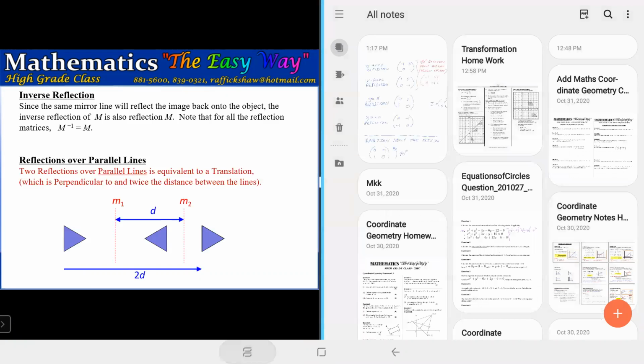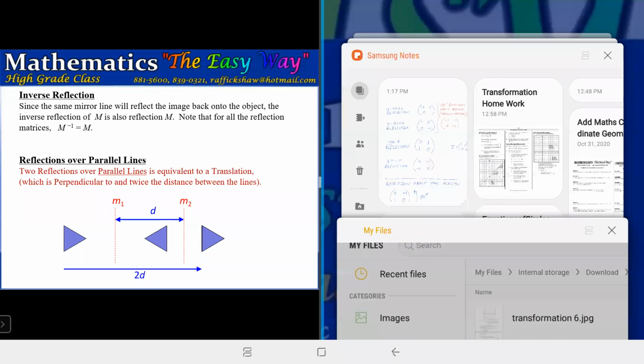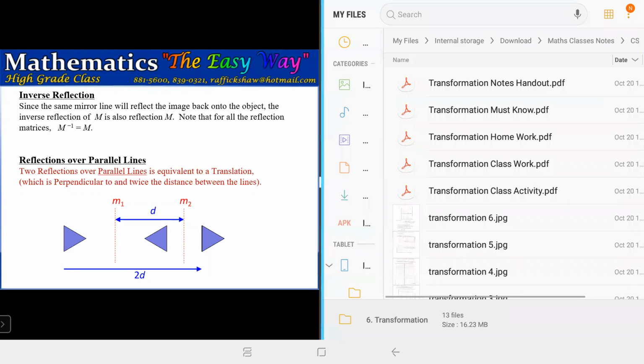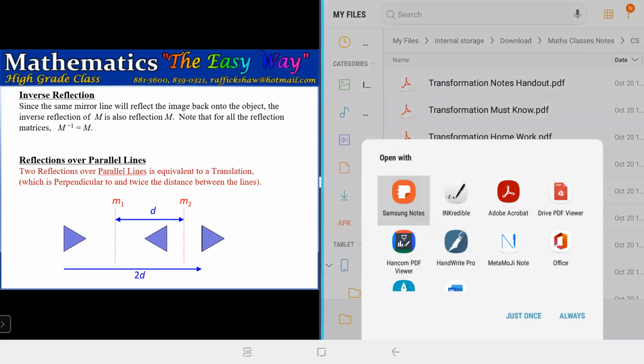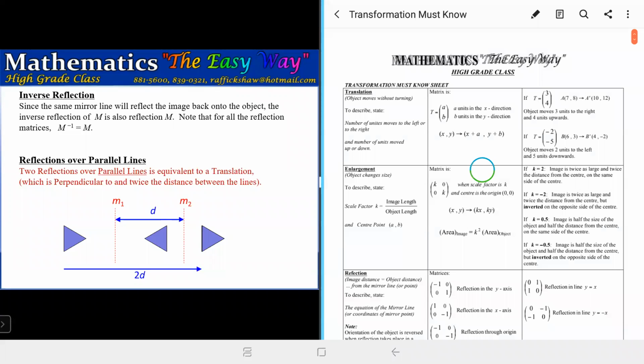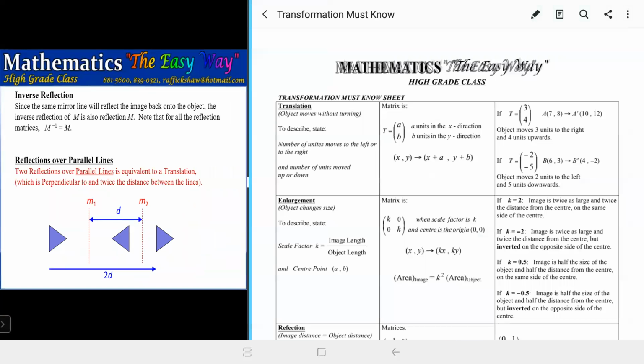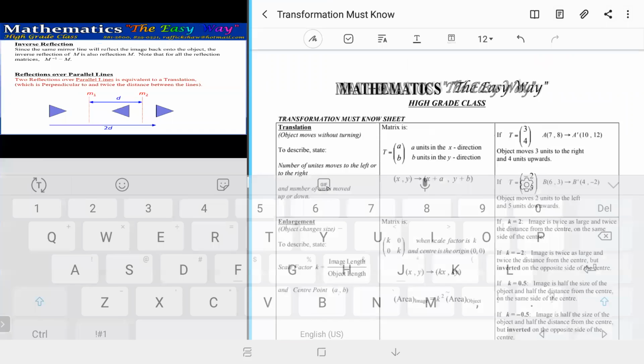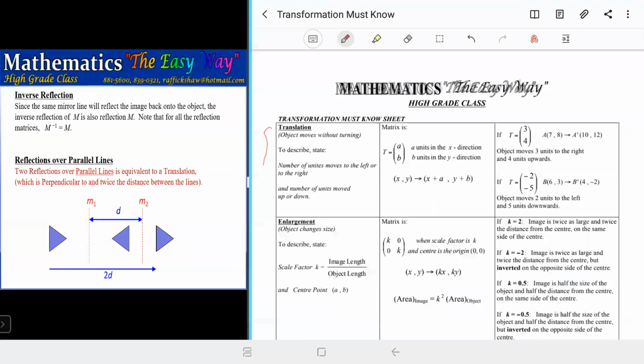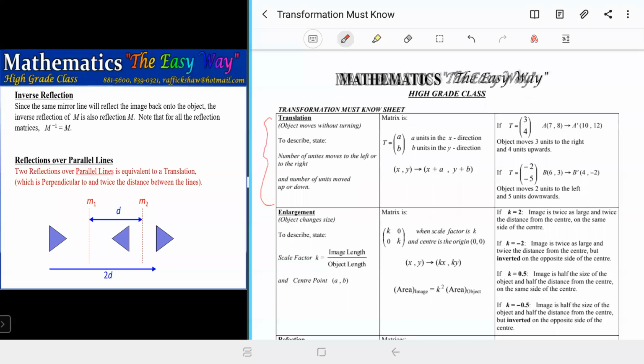Everybody's supposed to have this must-know sheet, the transformation must-know sheet right here. Let me show you what I want you to start studying between today and tomorrow. So we dealt with translation here, so start studying that. Don't do enlargement yet.